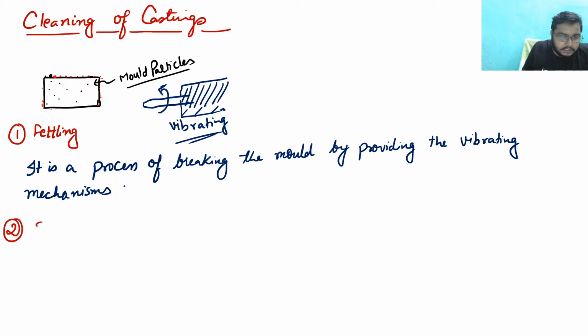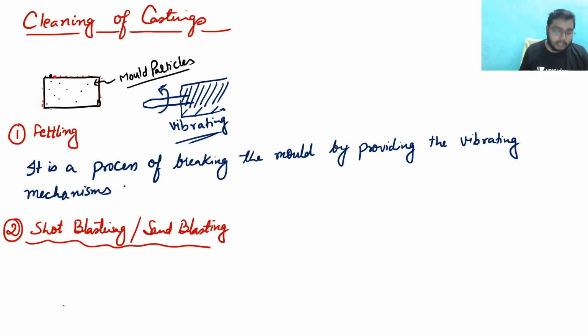The next process is known as shot blasting or sand blasting. So what is happening in shot blasting and sand blasting? Suppose you have a casting, and after the casting has been prepared, you get it like this. Suppose these are the silica particles, silica sand. On the surface of the casting, these silica particles are there.